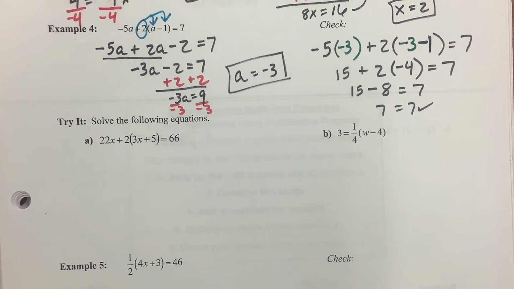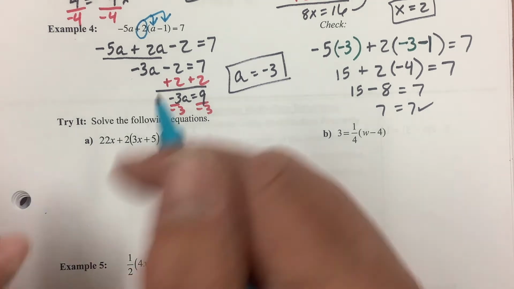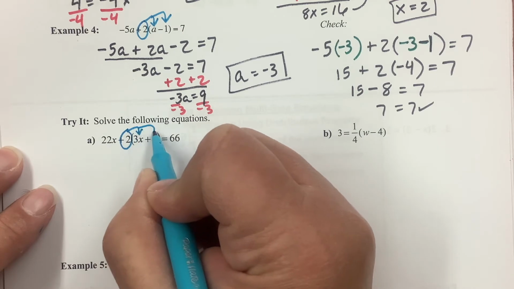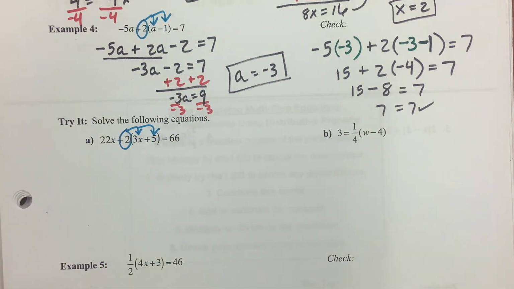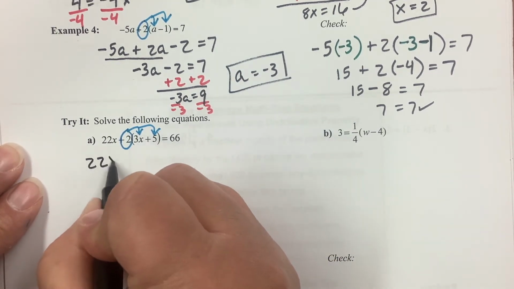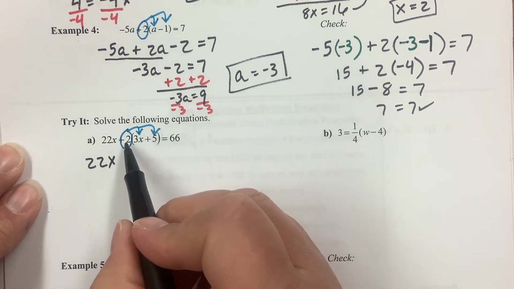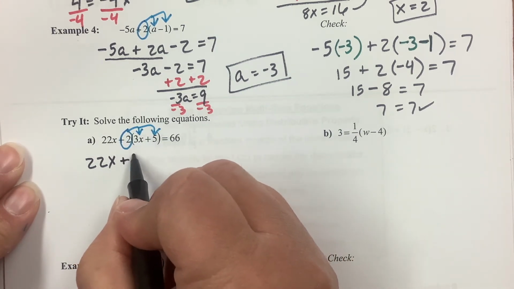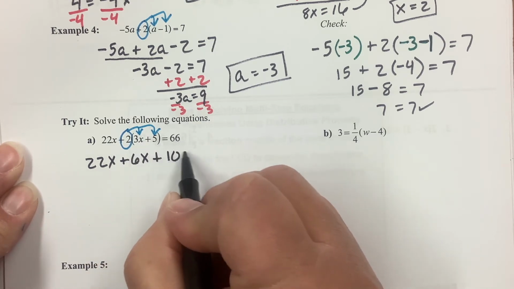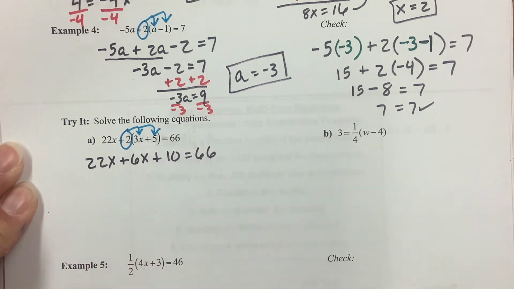Okay, welcome back. Let's try this problem. I'm going to multiply what's outside the parentheses times what's inside the parentheses. So distribute first. Did anything happen to the 22x? No. 22x stays the same. 2 times 3 plus 6x plus 2 times 5, 10, equals 66.